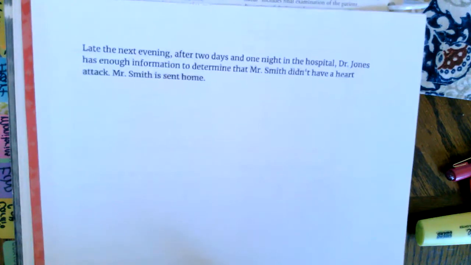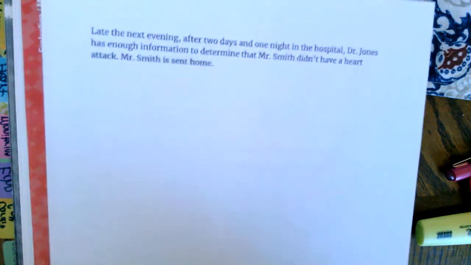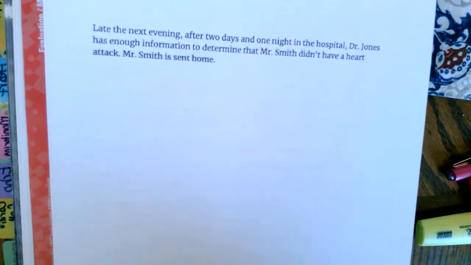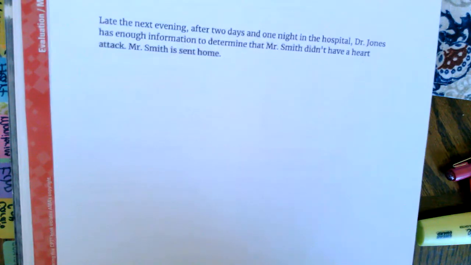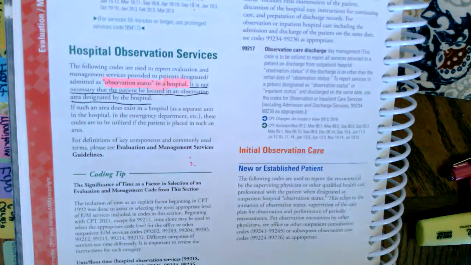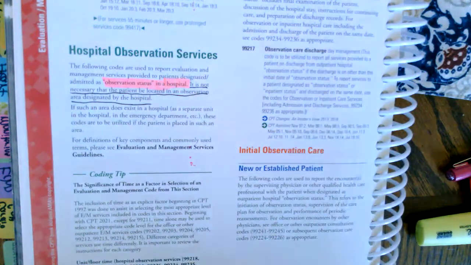Late the next evening, after 2 days and 1 night in the hospital, Dr. Jones has enough information to determine that Mr. Smith did not have a heart attack. Mr. Smith is sent home. So I hope that that gives you more clarity on what an observation patient actually is.